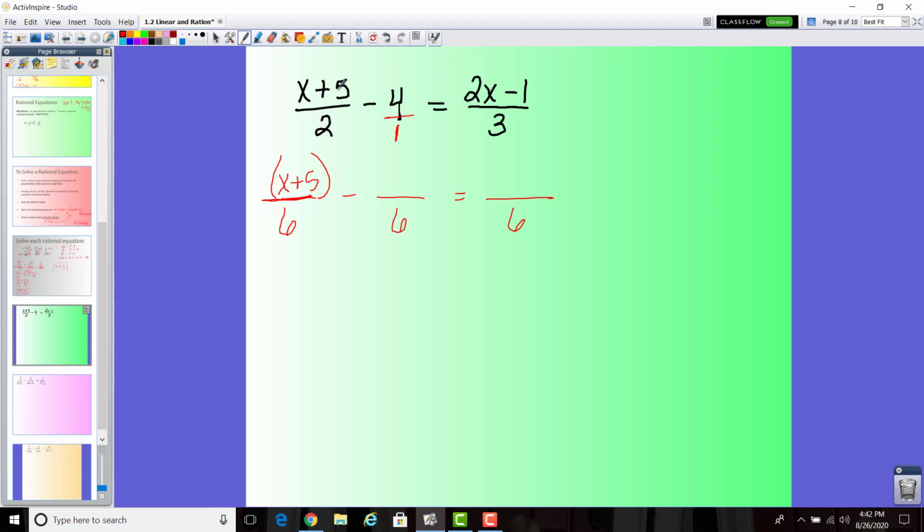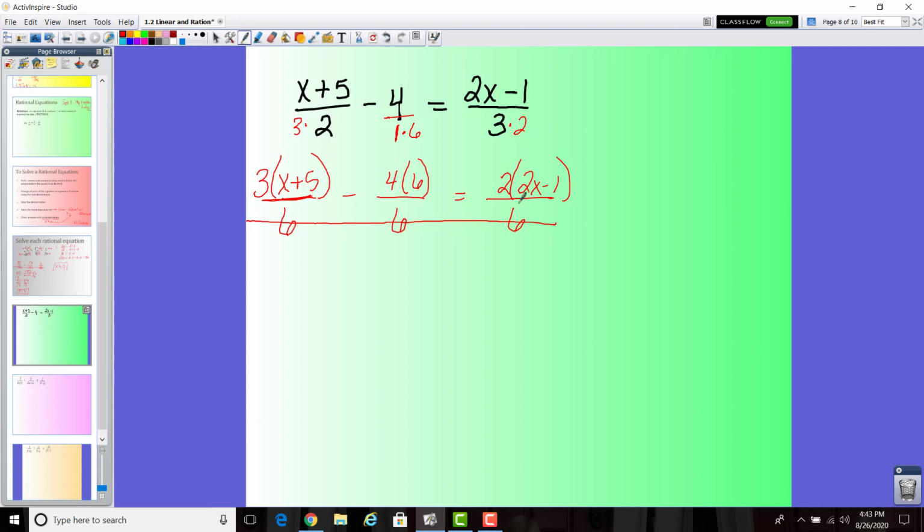Since my numerators are larger polynomials than one term, I'm going to write them down so that I can figure out what I have to multiply those numerators by, because it's going to involve the distributive property. So 2 times 3 gives me 6, so x plus 5 will also multiply by 3. 1 times 6 gives me 6, so 4 is going to multiply by 6. And 3 has to multiply by 2 to get 6, so 2x minus 1 is going to multiply by 2. All of my denominators are now the same.